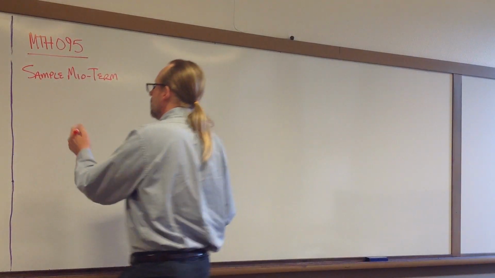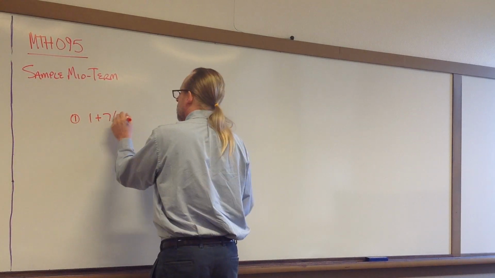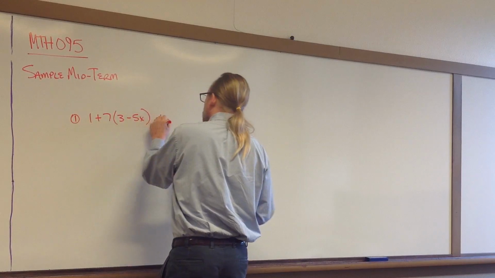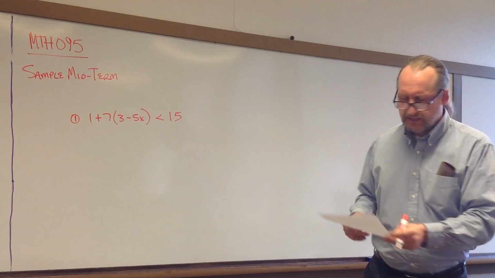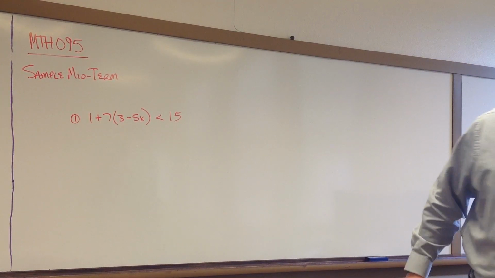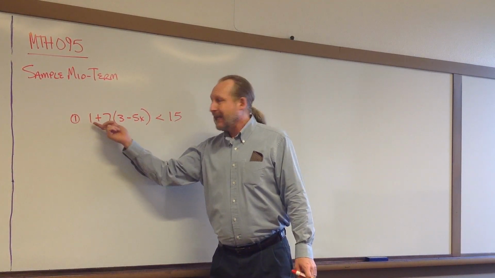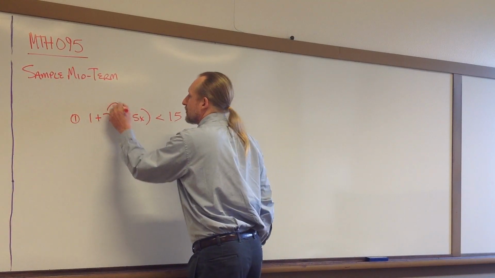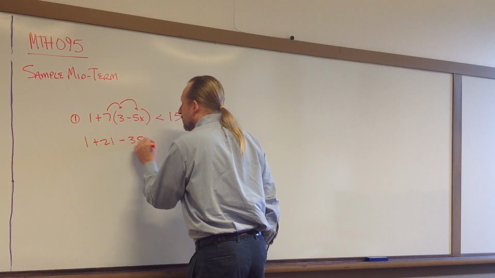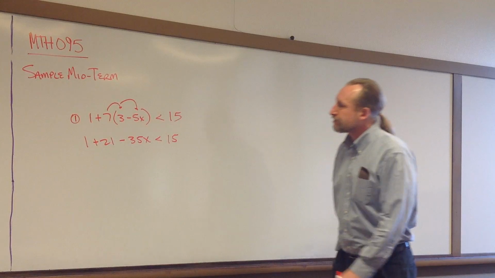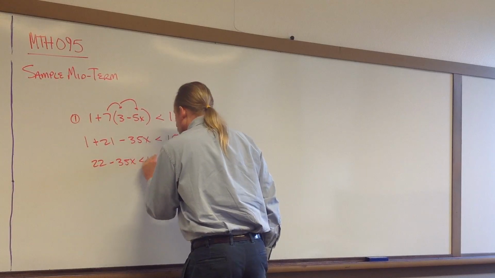All right, so problem number one, we start out with the inequality problems. So we've got 1 plus 7 times (3 minus 5x) less than 15. A couple things going on in this problem. Number one, know your order of operations. Don't fall for this. You can't add these together. This 7 has to get distributed into the parentheses. 1 plus 21 minus 35x less than 15. So that's 22 minus 35x less than 15.